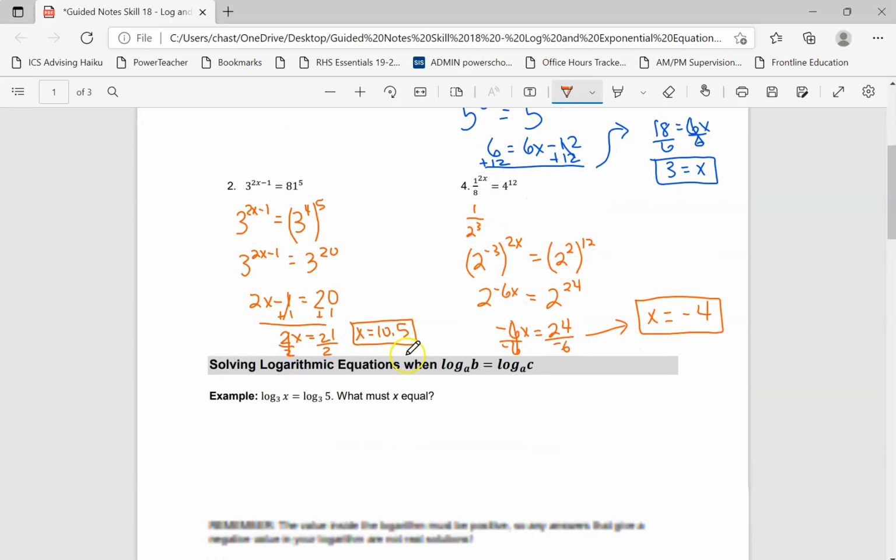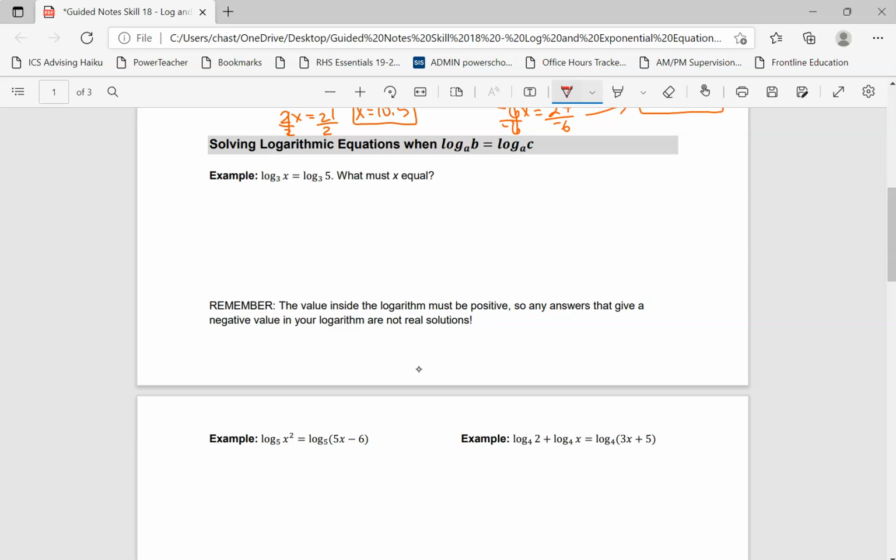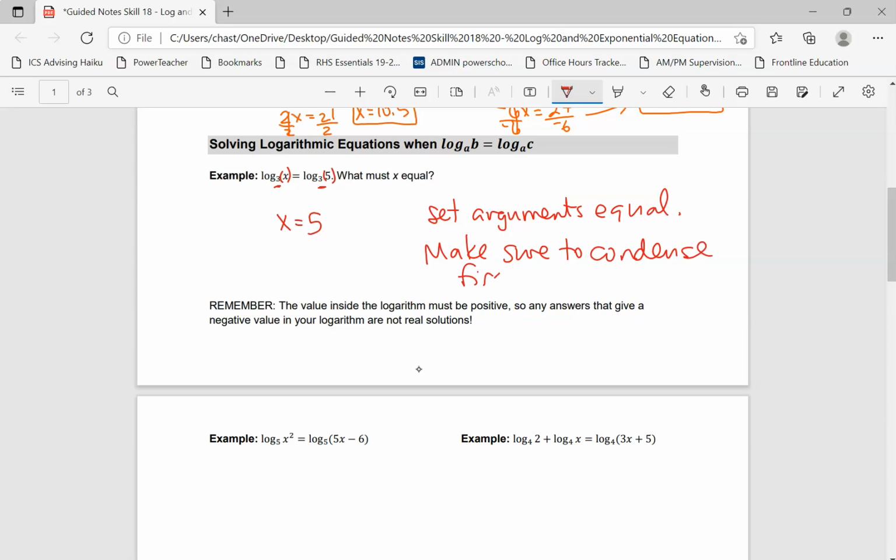So now what do we do when we have equations with logarithms? Well, first of all, if you have a logarithm that has the same base on both sides of the equal sign, then you can just set the arguments equal to each other. Okay? So x in this case equals 5. So just set arguments equal to each other. Make sure to condense first, if necessary.